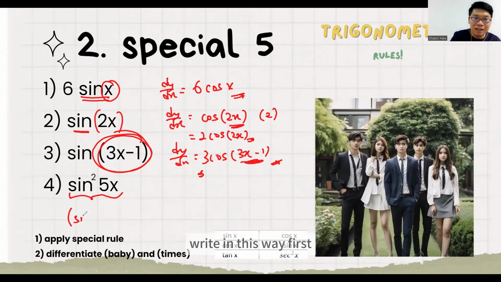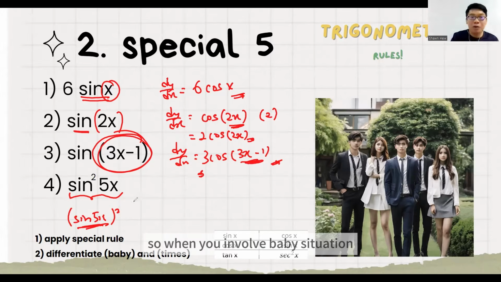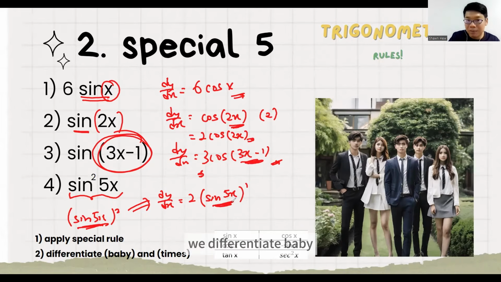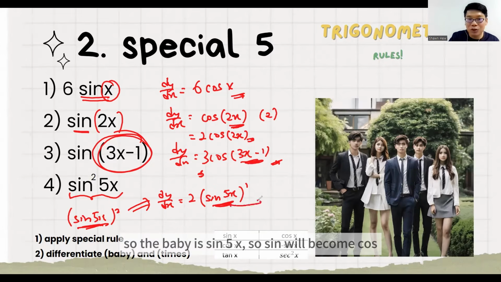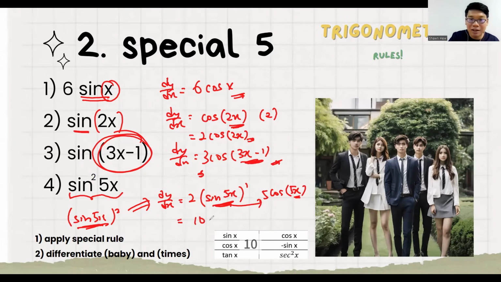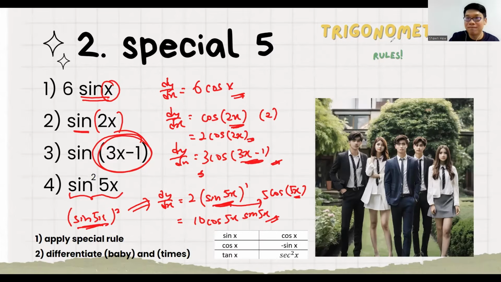recommend you to write in this way first. This whole thing power 2, which means these whole things are baby. So when you involve baby situation, the power throw front first, power minus 1, then we differentiate baby. So the baby is sine 5x, so sine will become cos 5x, and then we differentiate the 5x become 5. So at last it's 10 cos 5x sine 5x. Just like this. Okay, so we are ready to go for IGCSE question.